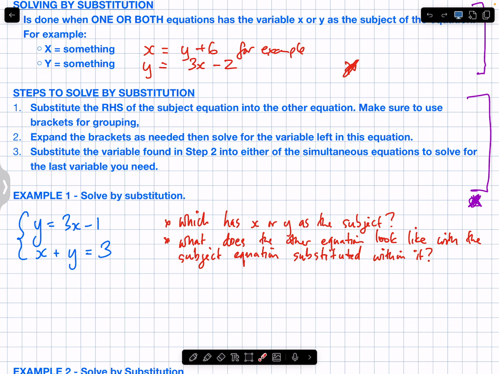So yes, I agree that without actually doing it, these steps may be difficult, okay? But if you break it down, substitute the right-hand side of the subject equation into the other one.